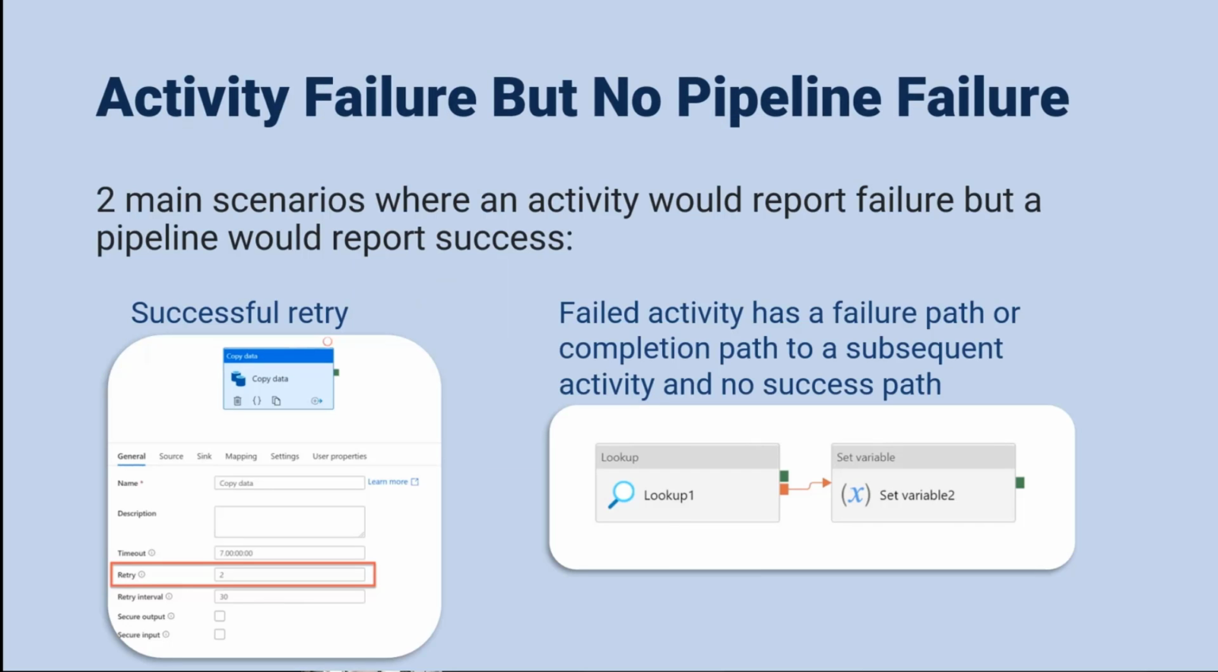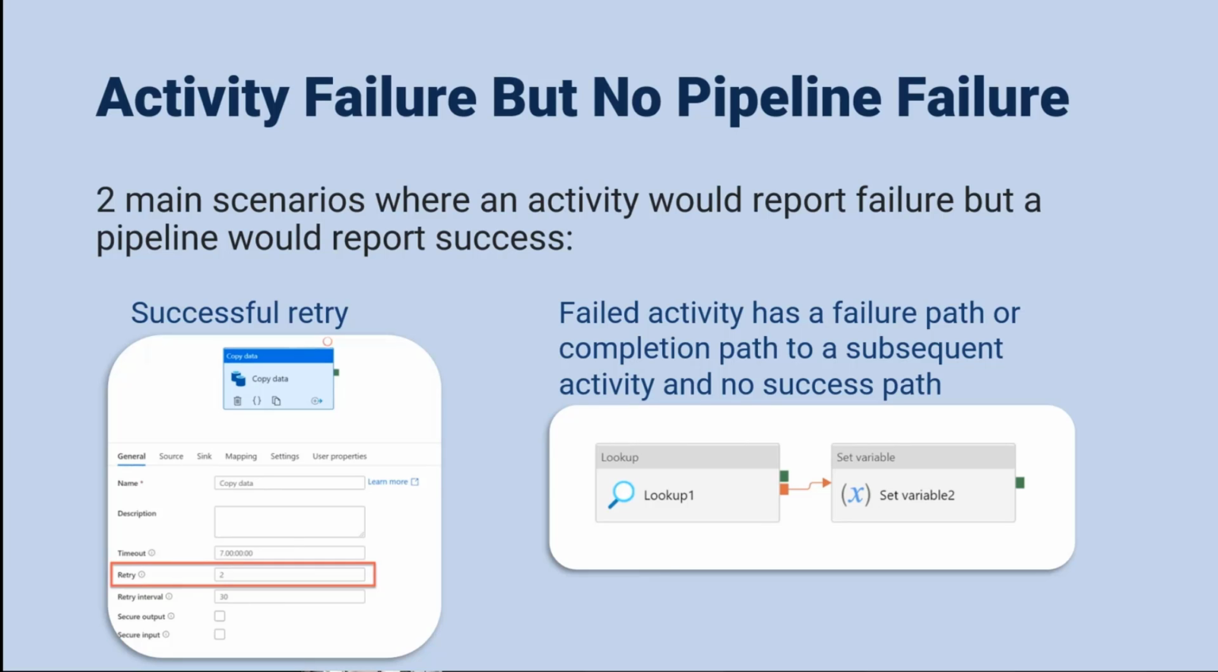So let's start digging into my question about whether an activity failure means pipeline failure. There are two main scenarios where an activity can fail, but the pipeline succeeds. So first, if the number of retries allowed on an activity is greater than 0, and the first attempt fails, but a subsequent attempt succeeds, you would see the original activity failure, but the pipeline would show success.